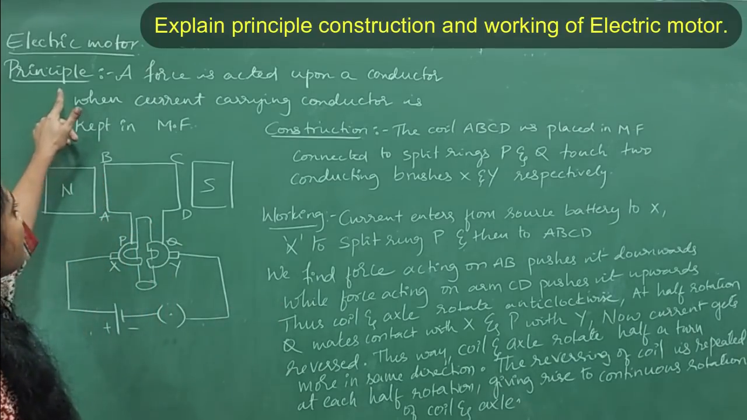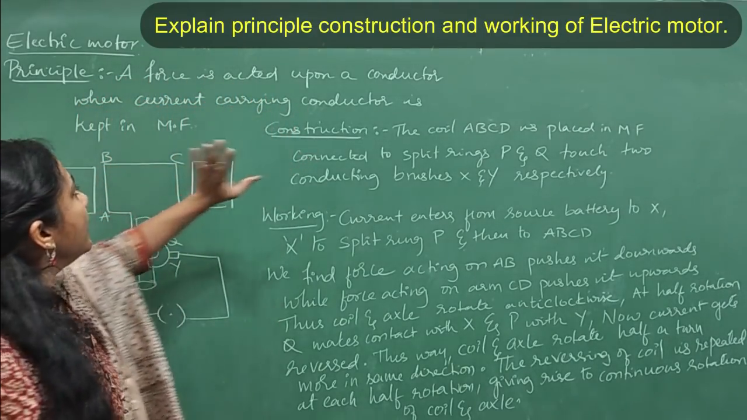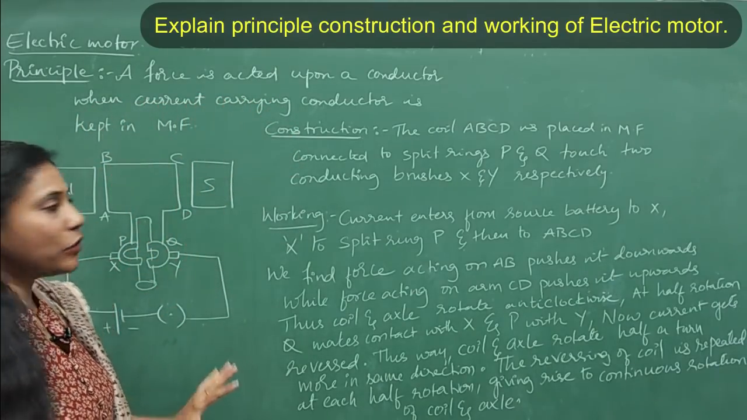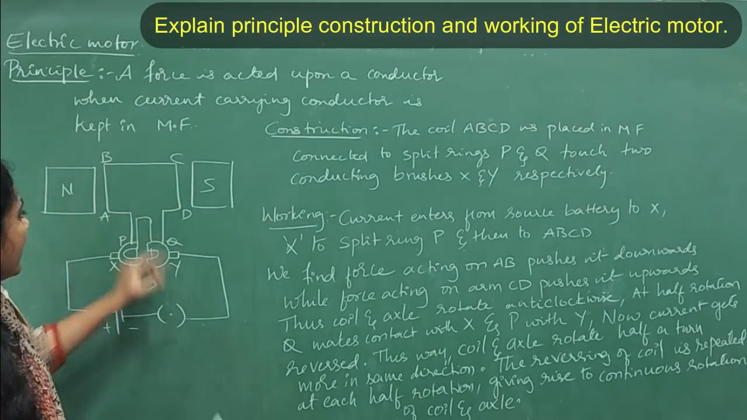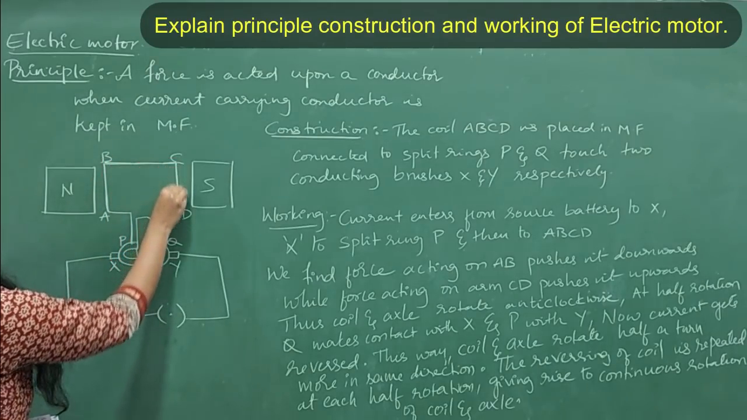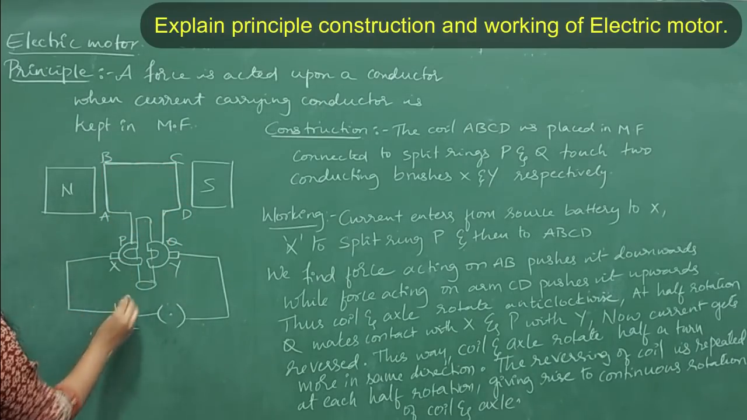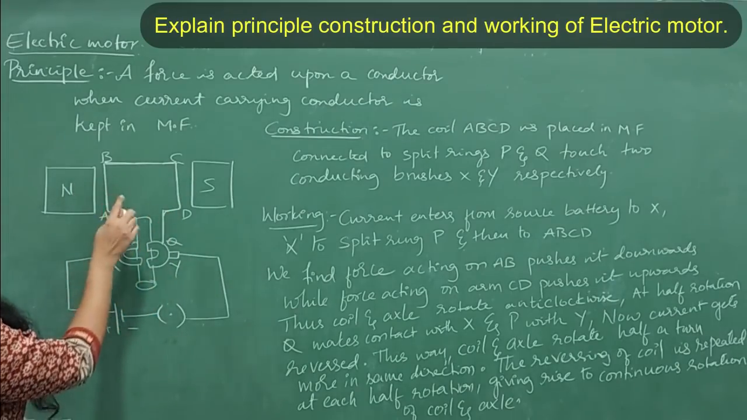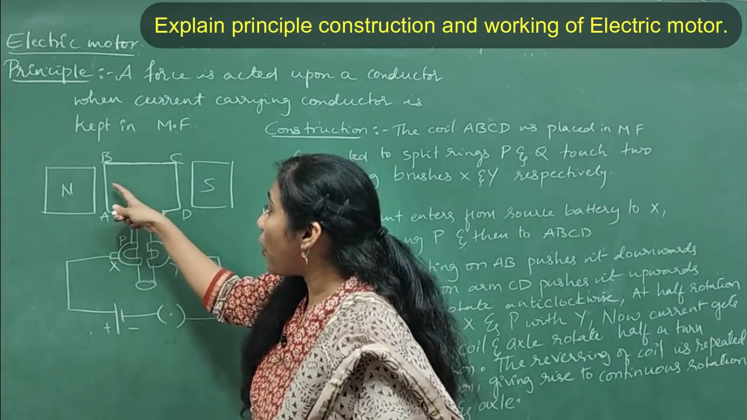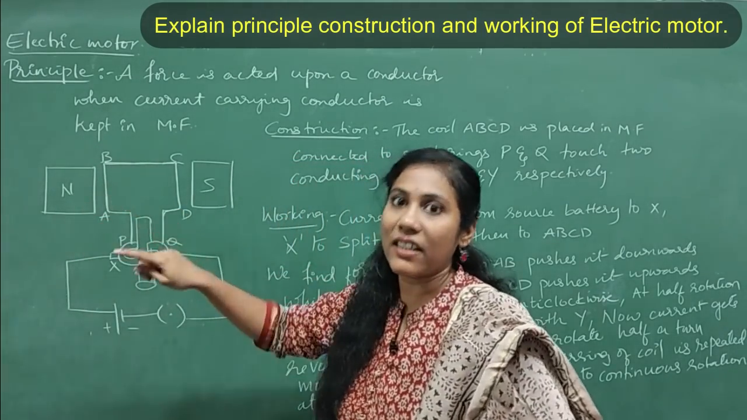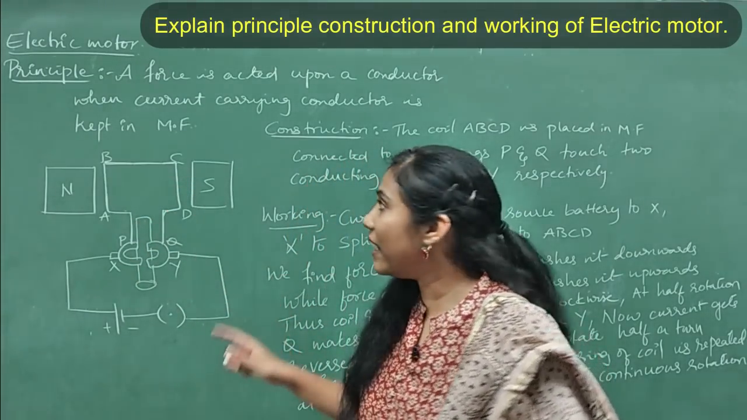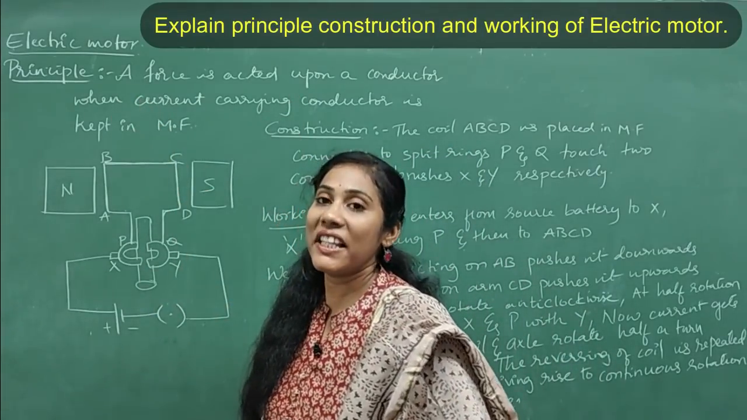Clear? See the principle. A force acts upon a conductor when a current carrying conductor is kept in a magnetic field. You know this ABCD is a coil, which is a current carrying conductor kept in a magnetic field. What happens? This conductor experiences a kind of force that is responsible for the motion of the conductor. That way electric energy is converted into mechanical energy. Clear? So that is the principle of the electric motor.